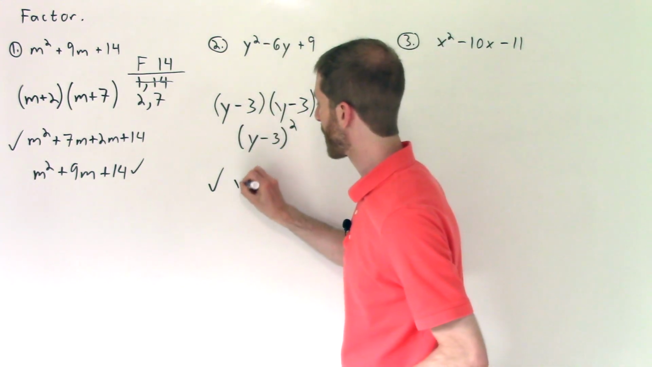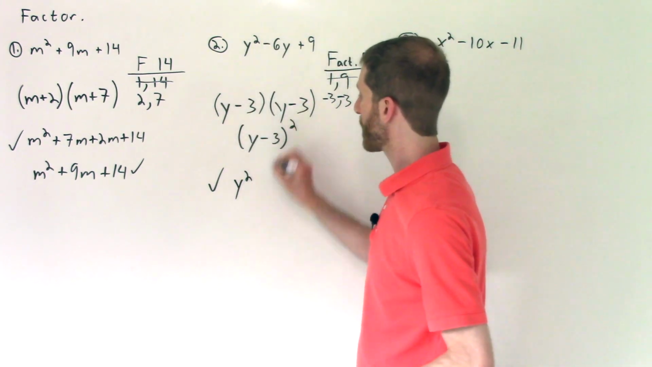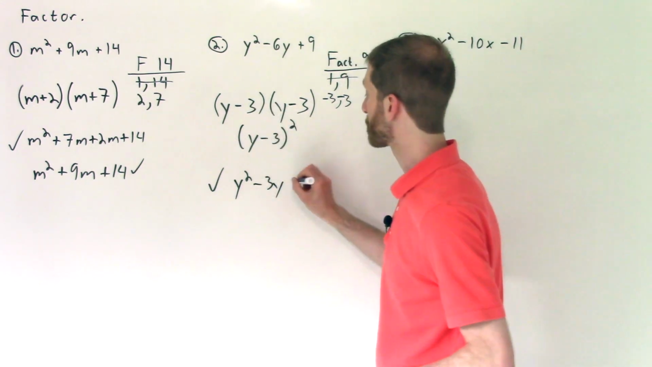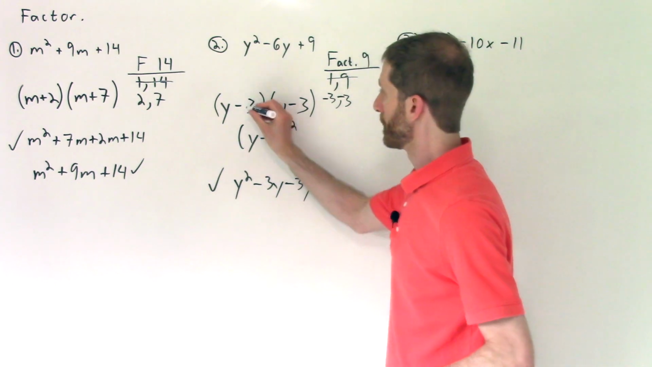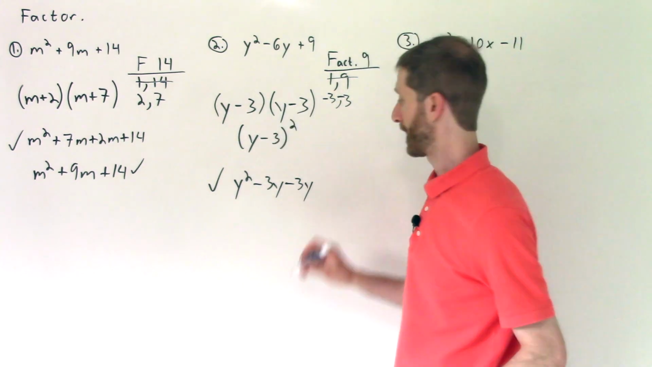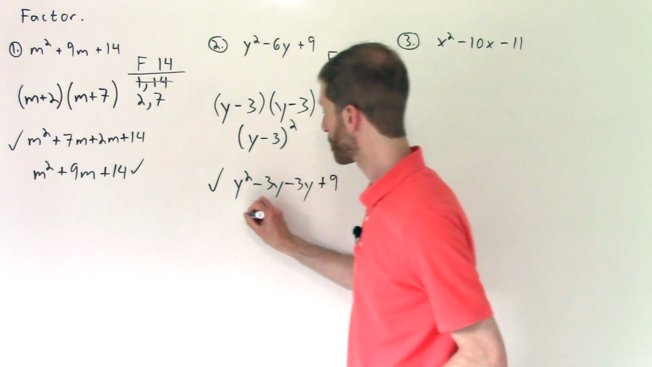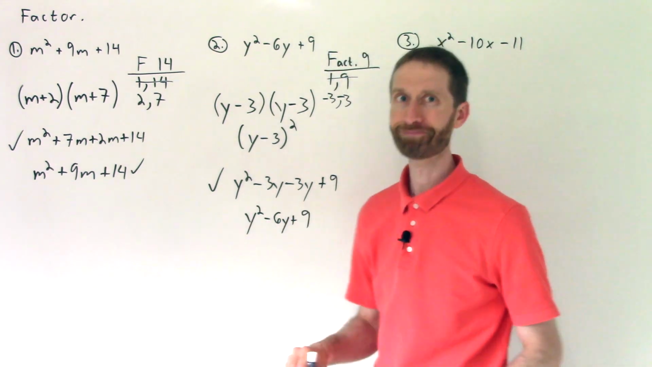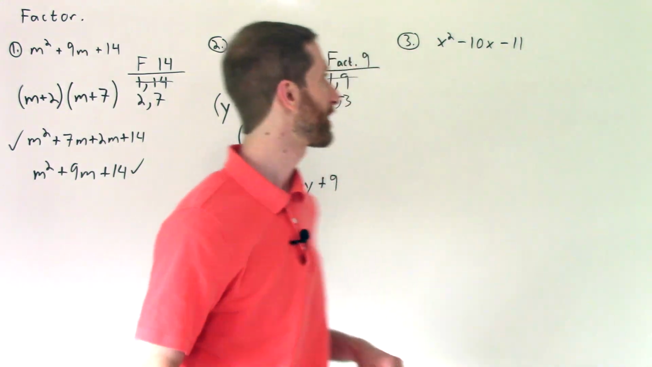Y times y, that's the outer, is y squared. Y times negative 3, negative 3y. Inner, negative 3 times y, minus 3y. Negative 3 times negative 3, positive 9, and when we combine those like terms, y squared minus 6y plus 9, which is our original problem. Nice. All right, let's keep rocking and rolling.